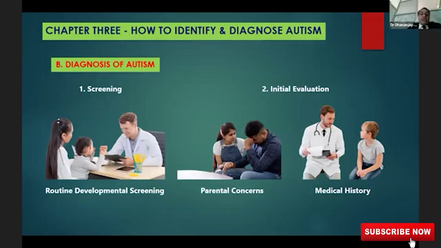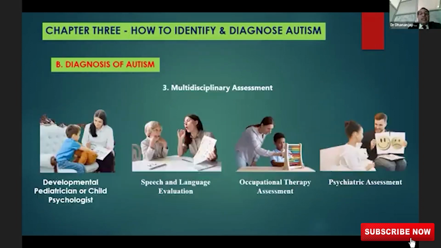How is diagnosis of autism done? By screening, initial evaluation, routine developmental screening, parental concern, medical history. A multidisciplinary assessment is required by a developmental pediatrician or child psychologist, speech and language evaluation, occupational therapist, and psychiatric assessment.